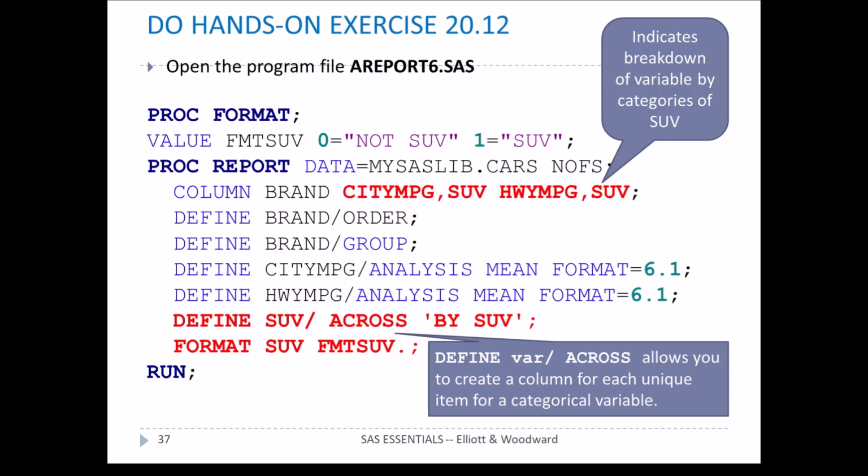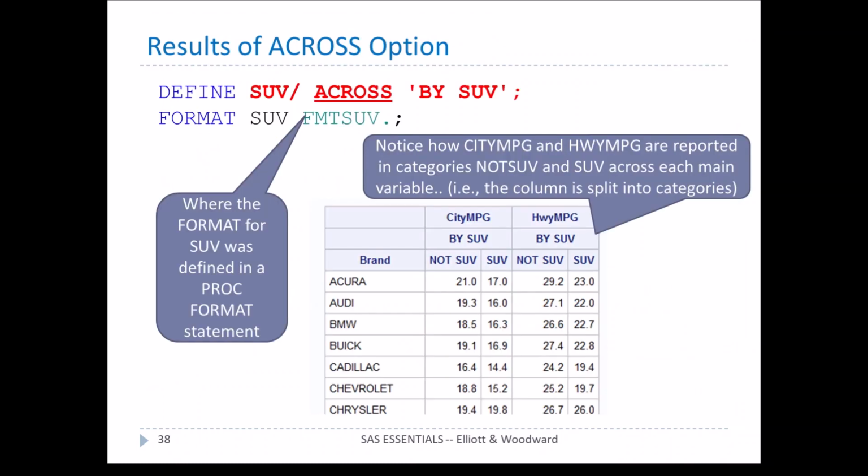And here we have our define statements. Now notice here in red at the bottom, define SUV slash across by SUV. We haven't seen this across before. What this does is it allows you to create a column for each unique item. And then we're going to define SUV using the format FMT_SUV that we defined in the PROC FORMAT statement above. So again, what we've done is we've created a format called FMT_SUV. In our columns, we have three columns: brand, city miles per gallon, and highway miles per gallon. But we also have this comma SUV that we're going to be using in a define statement slash across, and we'll see how that now works.